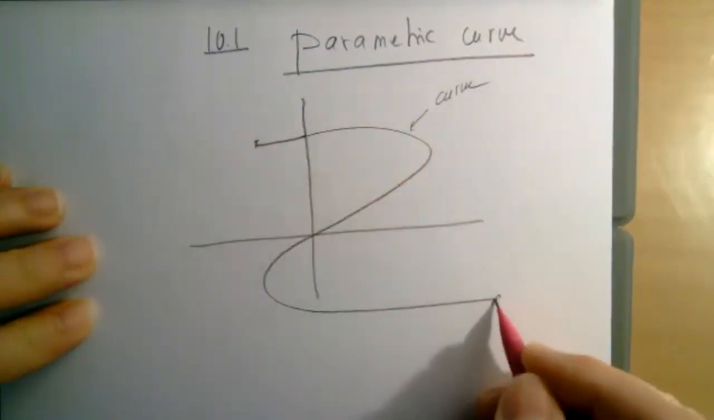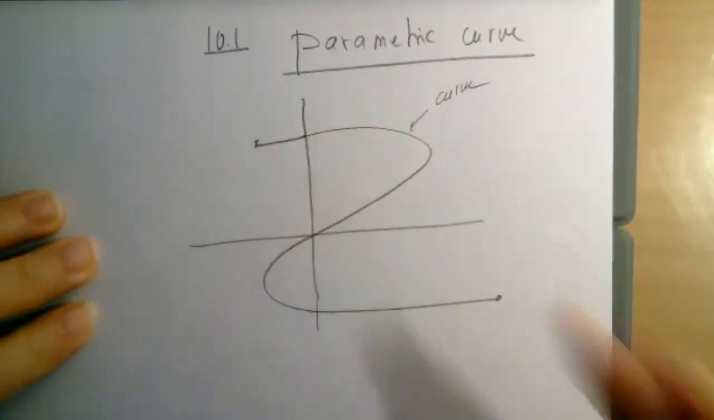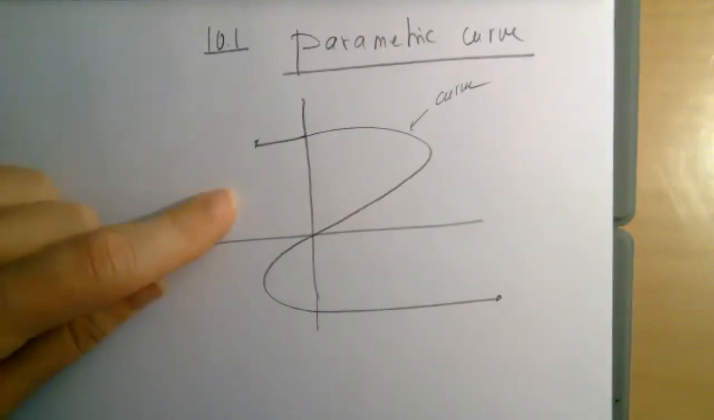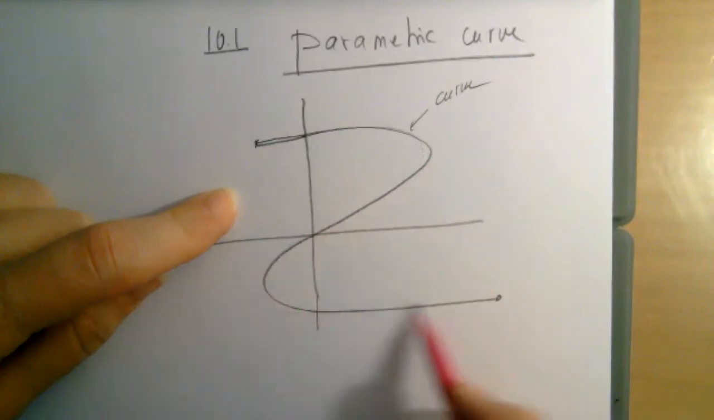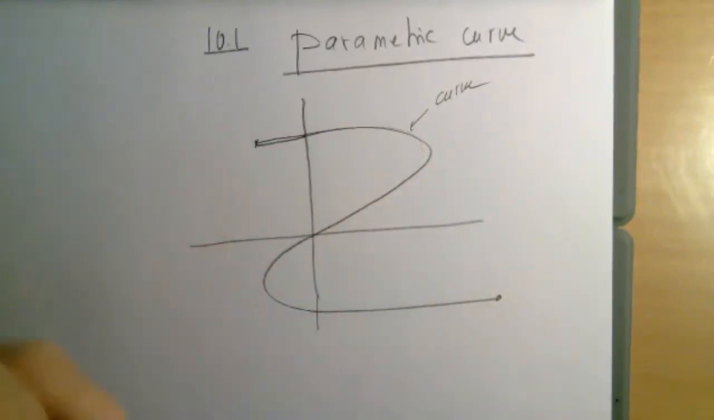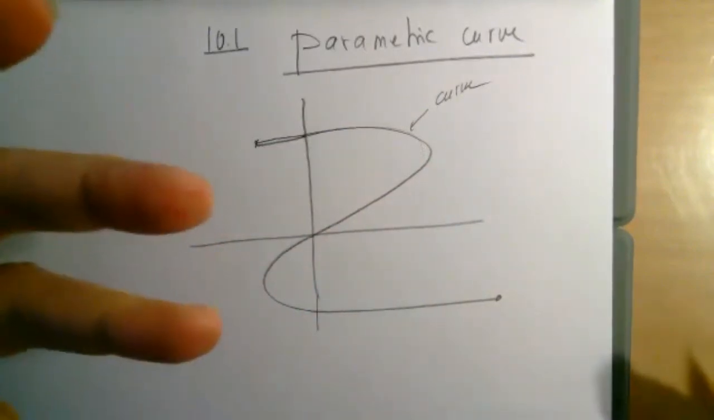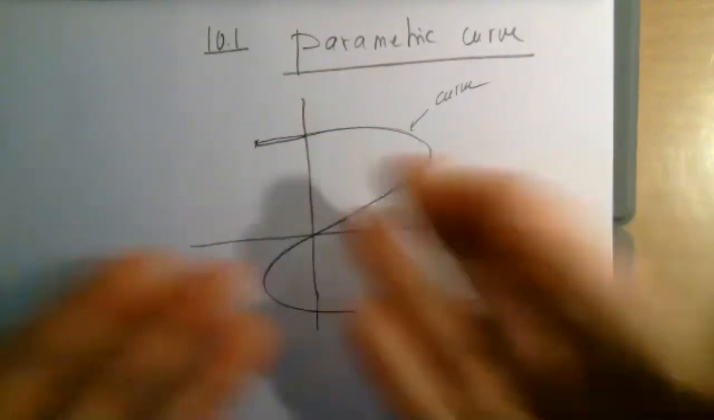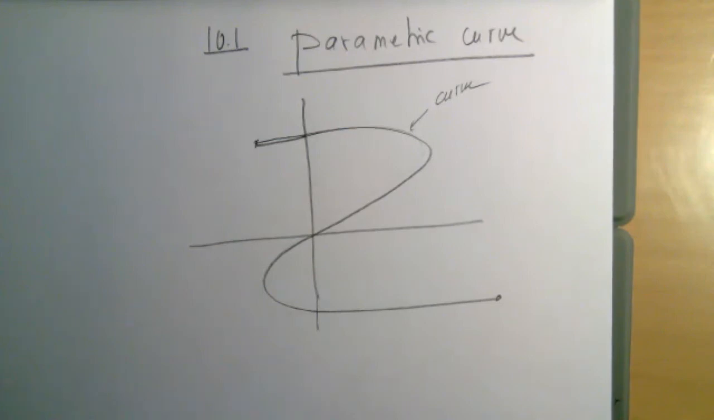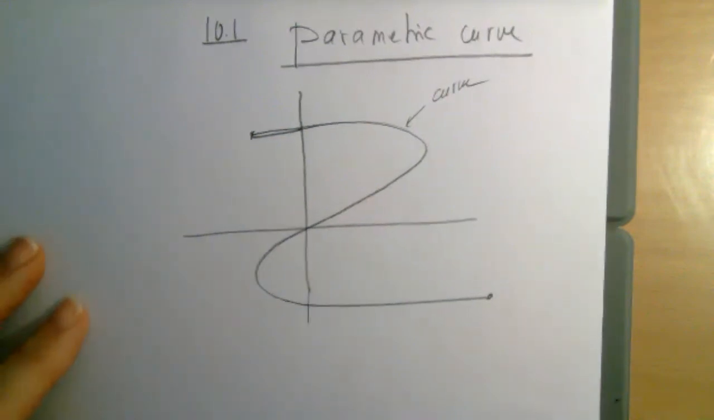Okay. Now, suppose I want to describe this curve for you. I want to give you a way or a formula so that when, quote unquote, you graph this formula, you get a shape like that. So what is the difficulty in giving you a formula for this curve?